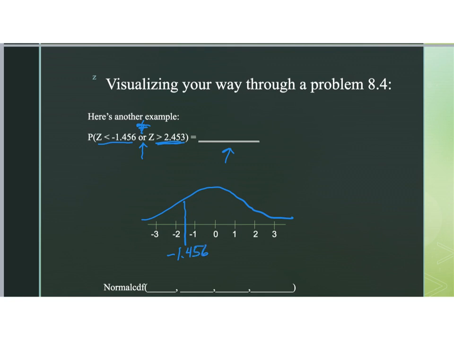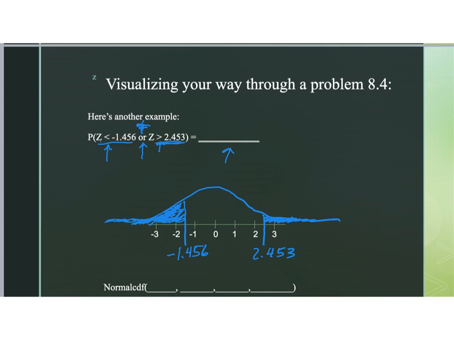And then z 2.453 is somewhere between 2 and 3. And the first one says z less than, notice z's on the left and it's pointing to the left. So that tells me the direction I want to shade here. And this is z greater than 2.453. And so I'm going to want to shade to the right.